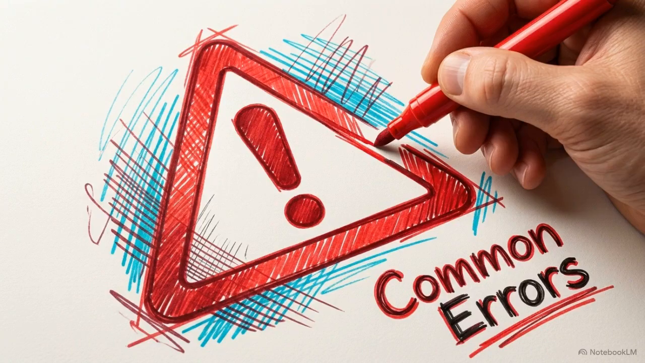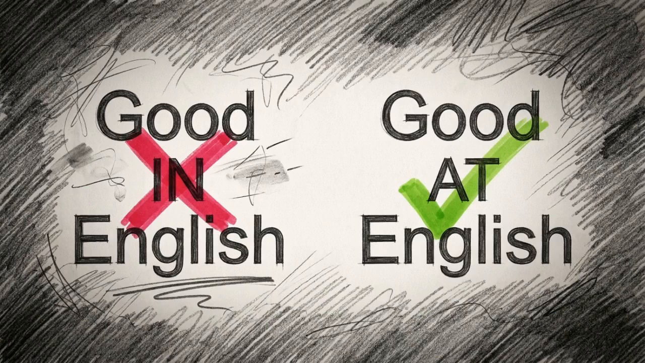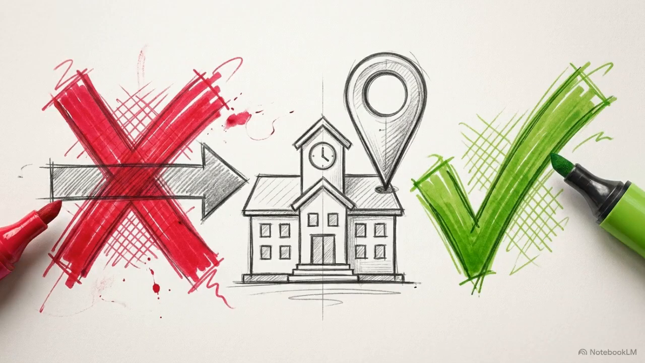Label your bottom right quadrant Common Errors and draw a warning symbol. There is a false intuition that leads people to say someone is good in English. The required correction is good at English. For destinations, you do not arrive to school. Because school is a specific pinpoint location, you arrive at school.